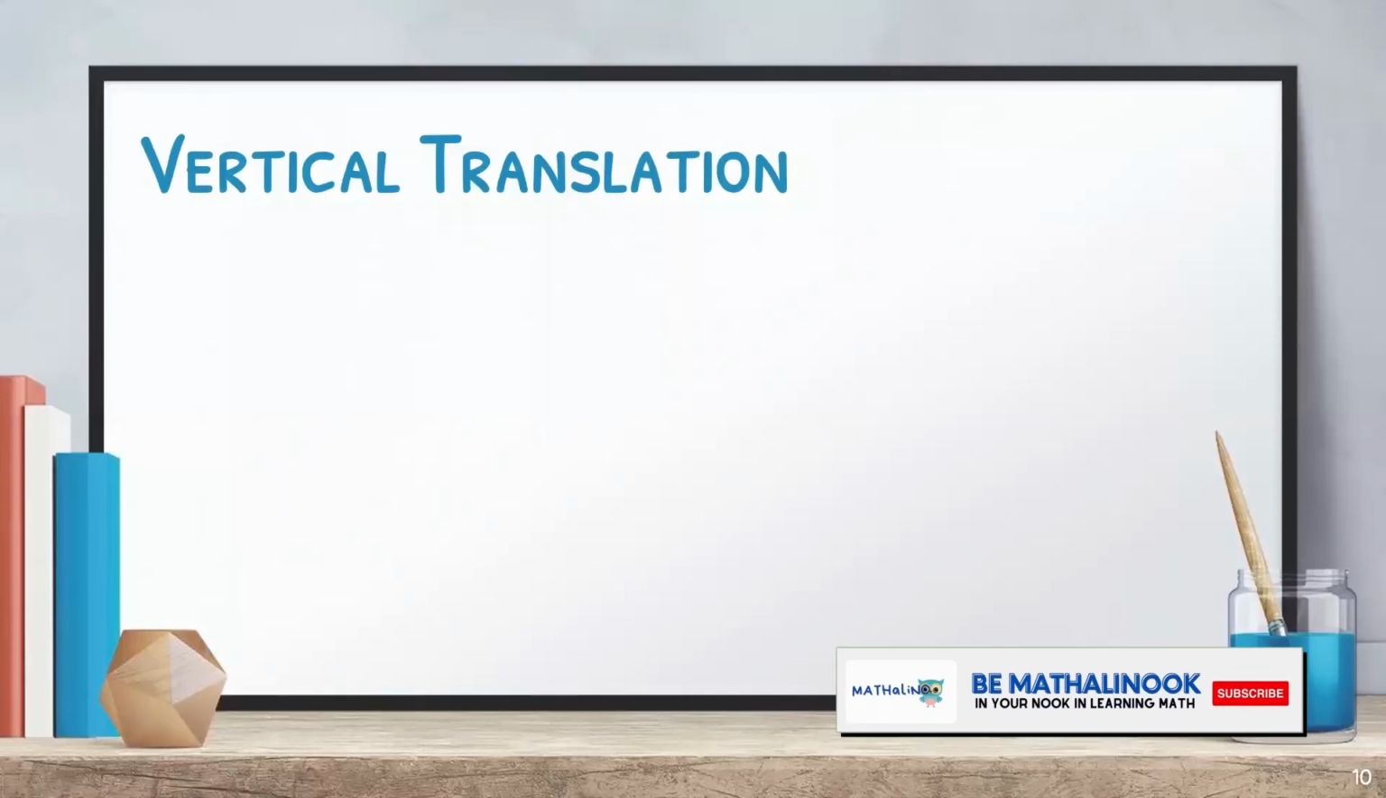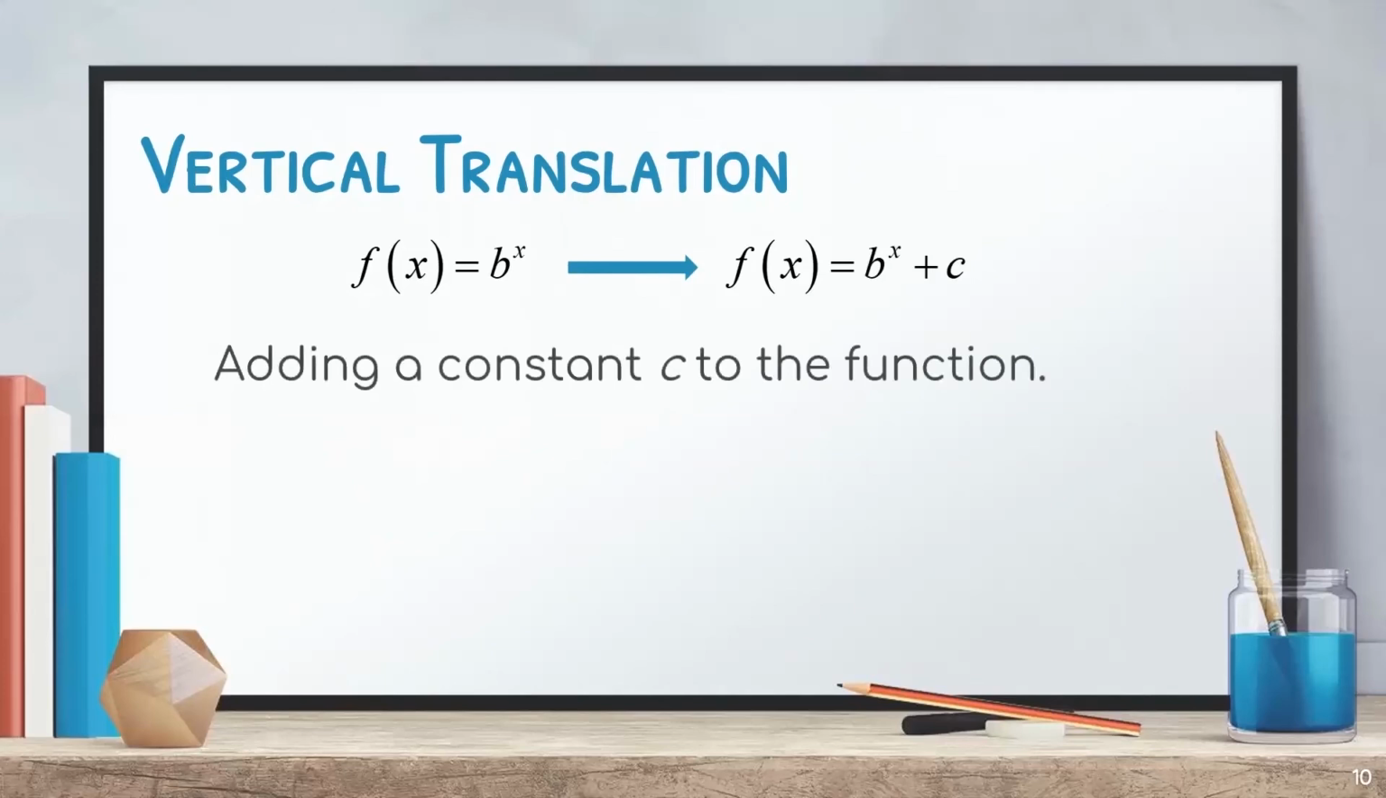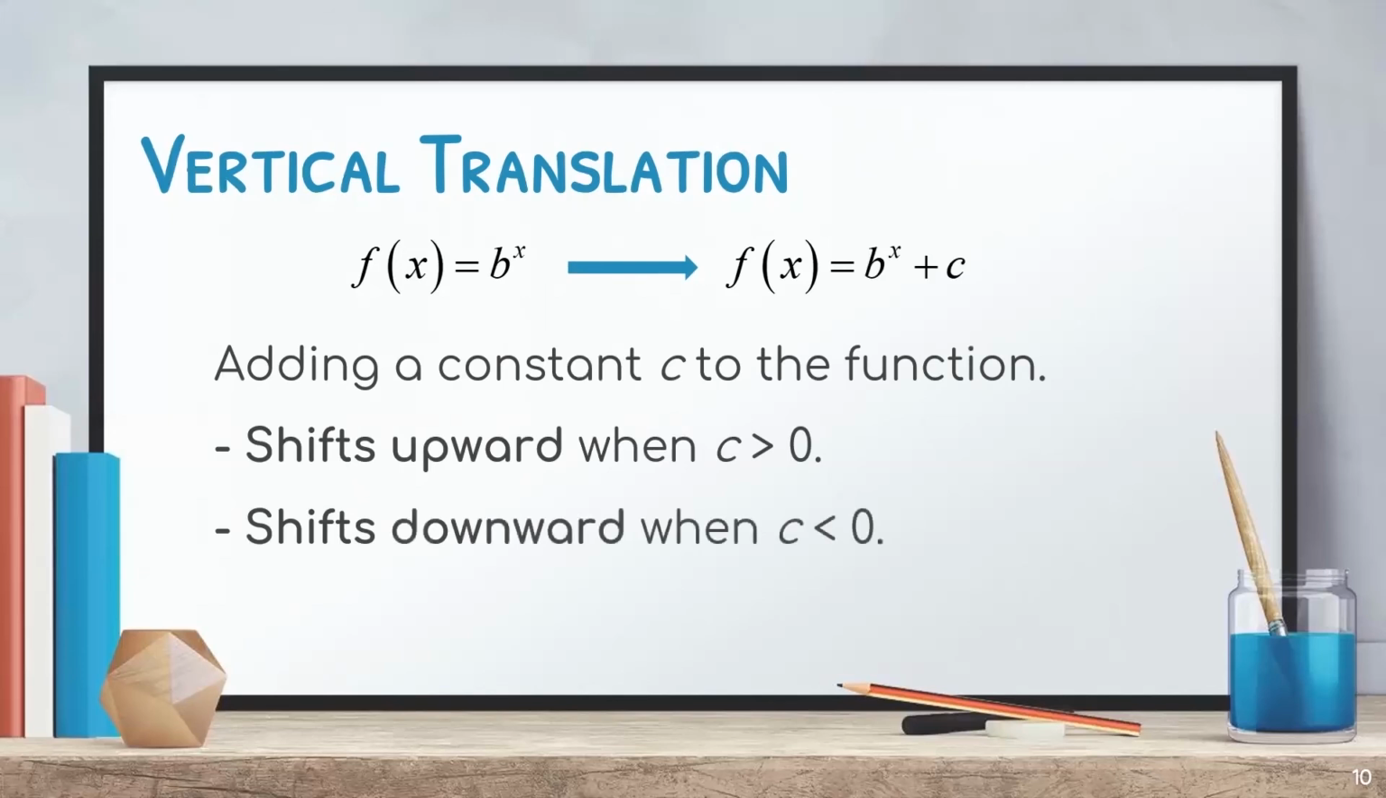What happened to the graphs earlier is called vertical translation. It means shifting upward or downward. This happens when we add a constant c to the function. The graph shifts upward when c is greater than 0 and shifts downward when c is less than 0.